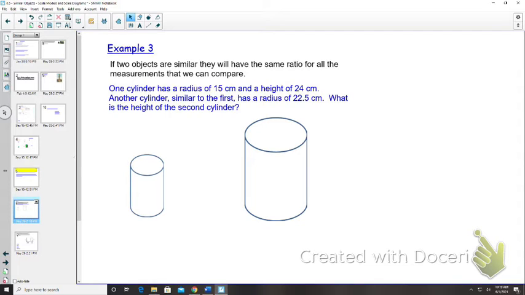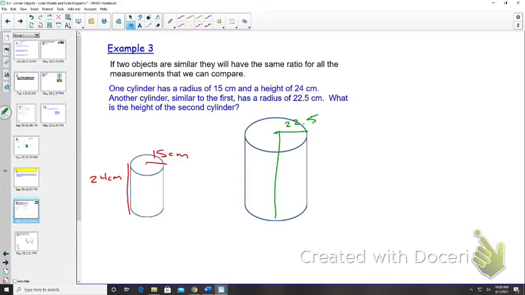So the cylinder on the left here has a radius of 15 centimeters and a height of 24 centimeters. Another, similar to the first, has a radius of 22.5. What is the height of the second cylinder? What are we going to do? 36. You're right. How did you get that?